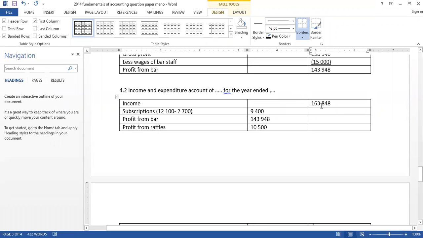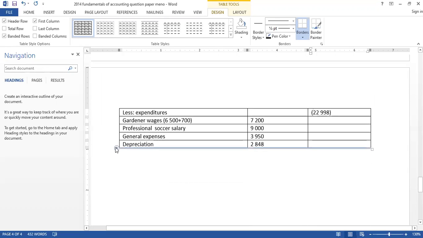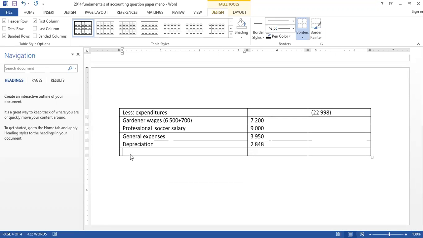Our incomes are 163,848 minus our expenditures of 22,998. How much are we getting? 140,850. 140,850, right? And this is a surplus because our incomes are more than our expenditures.